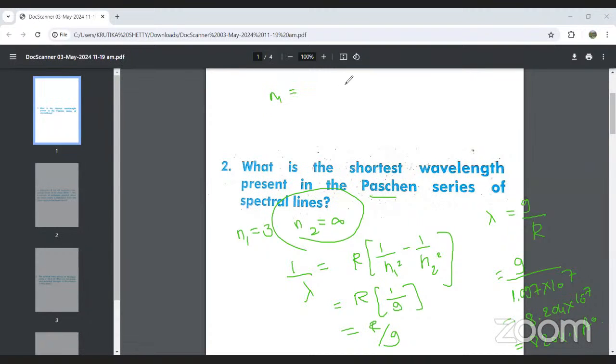N1 is with respect to whatever series we are taking. So Lyman is 1, Balmer 2, Paschen 3, Brackett 4, and the last one, Pfund, is 5. So N1 value you can take accordingly. For shortest wavelength, whichever series it is, N2 is equal to infinity. Just substitute the values here and calculate the value of lambda.